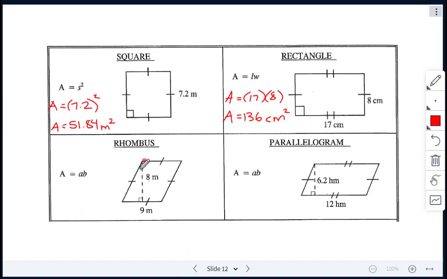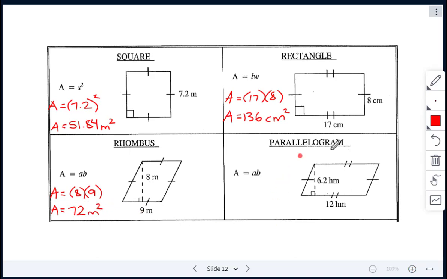All right, the rhombus, so again, it was like that tilted square. The sides are all the same, but to calculate the area of a rhombus, we need this here. It's the height, represented as lowercase a, representing altitude. So height or altitude. So area is a times b, so the altitude is 8, and then the base here is 9. That gives me 72 meters squared.